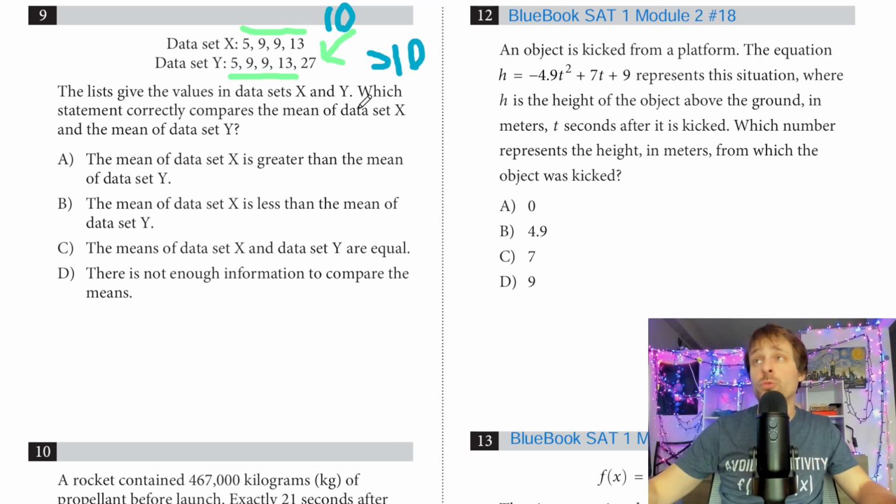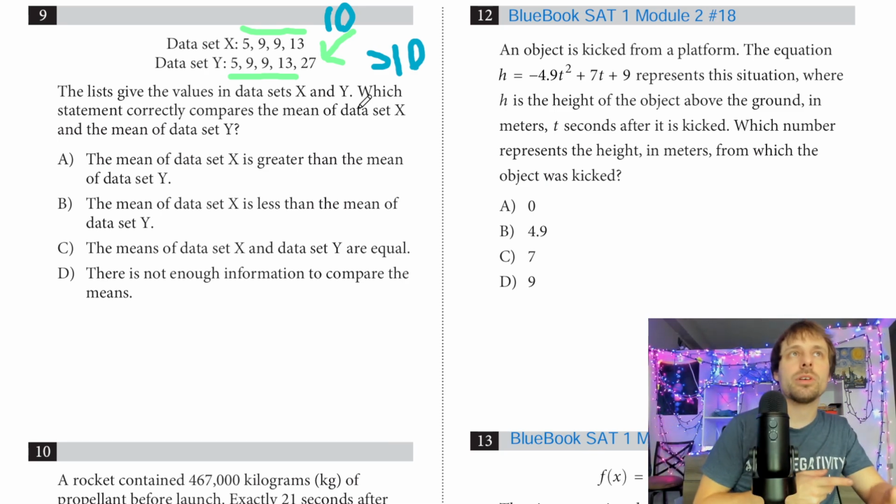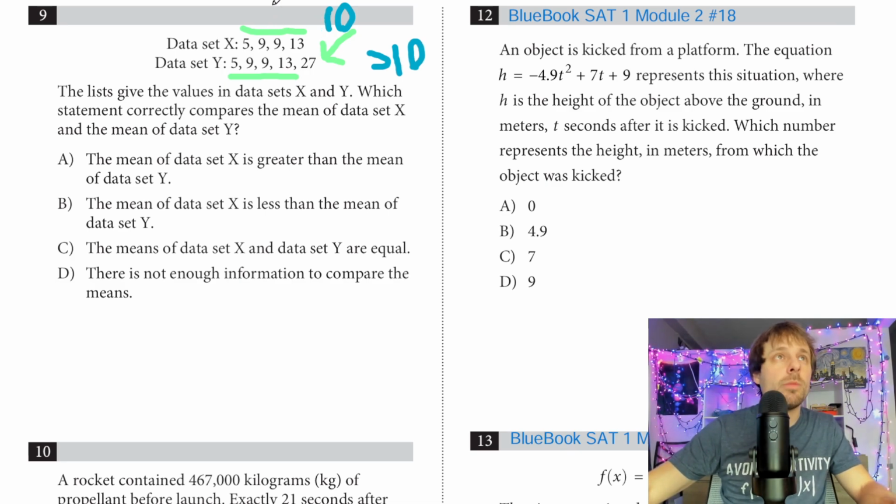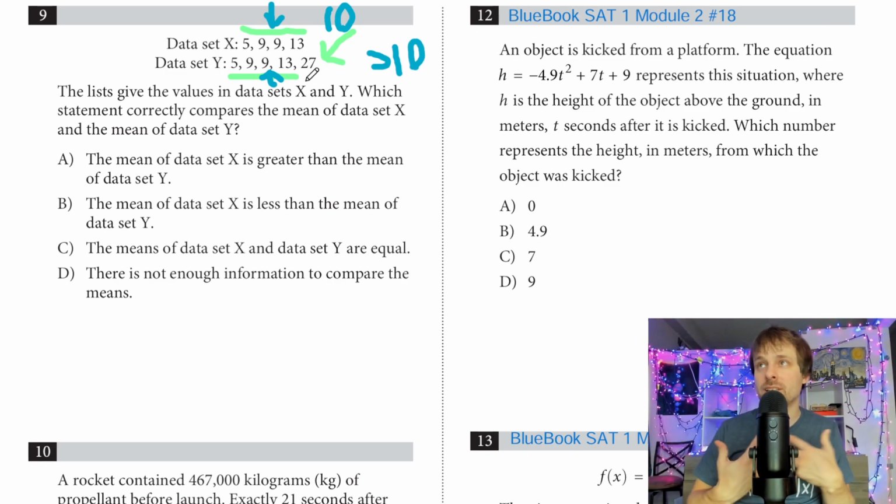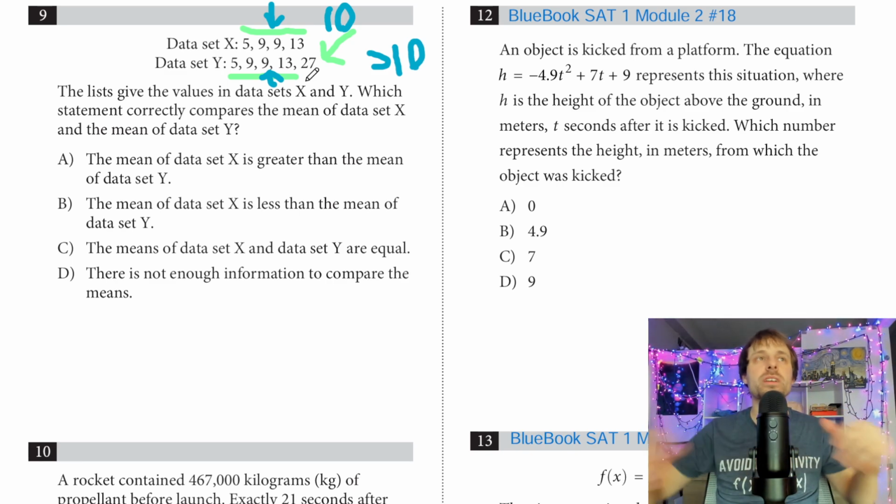They could change this problem to range. Throwing in the 27 is going to really increase my range. My median, I would have to figure out what my middle number is. It might not even change by much. So my middle number is going to be 9, and my middle number is going to stay 9. So you can see how this could get tricky if they changed up what type of problem. Mean, super easy. Mean of Y is going to be greater than X.